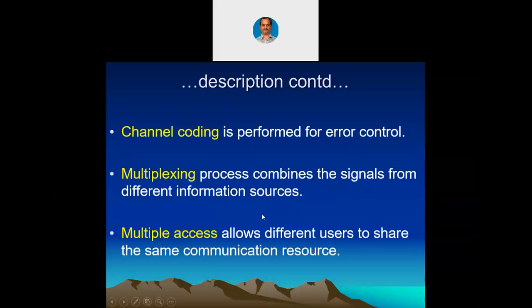That is basically multiplexing. Multiple access allows different users to share the same communication resource. This I have told you. Multiplexing is different, multiple access is different. Multiplexing is a single channel containing different types of information, whereas multiple access means multiple users use the same free space or same communication resource for their communication purpose.